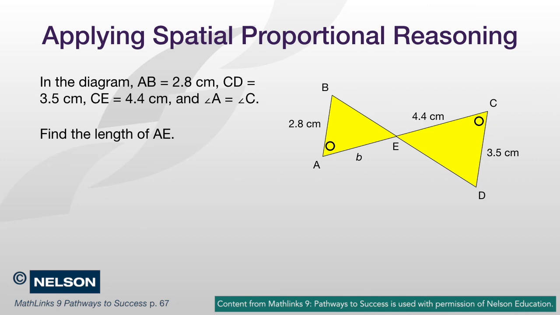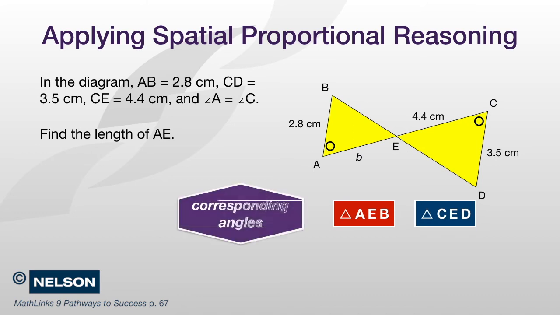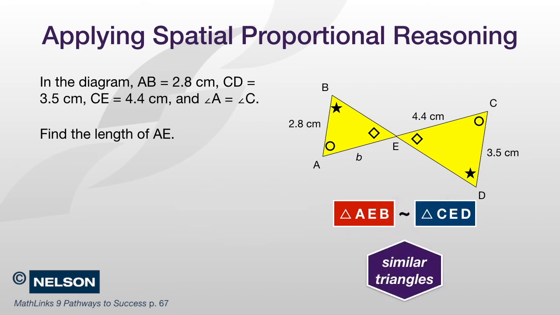In this question, we'll dive deeper into similar triangles. To show that the two triangles, triangle AEB and triangle CED, are similar, we can show that their corresponding angles are equal. The question states that angle A is equal to angle C. The angles at E are equal. They are opposite two intersecting lines. Angles B and D must be equal because the sum of the angles in any triangle is 180 degrees. We can say that triangle AEB is similar to triangle CED.